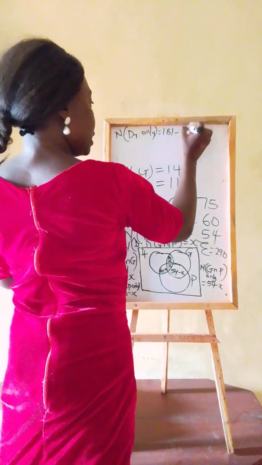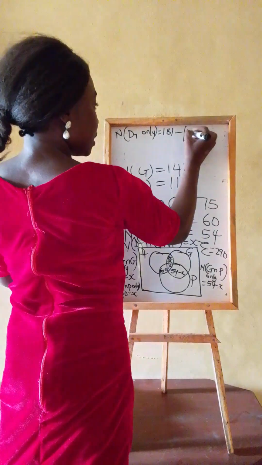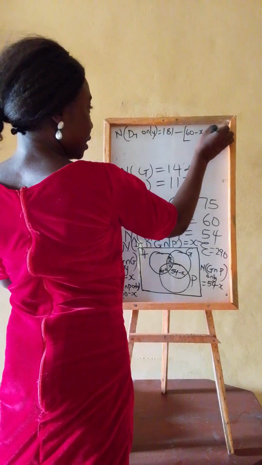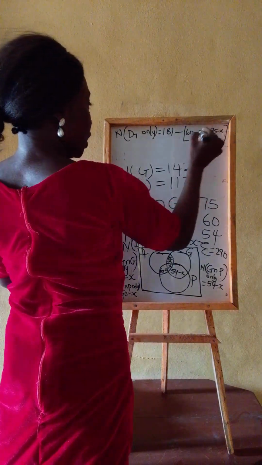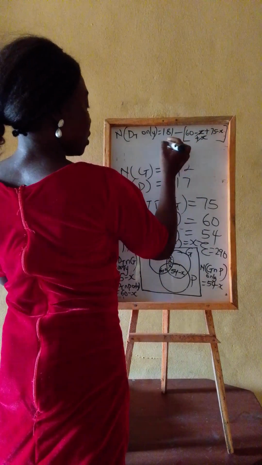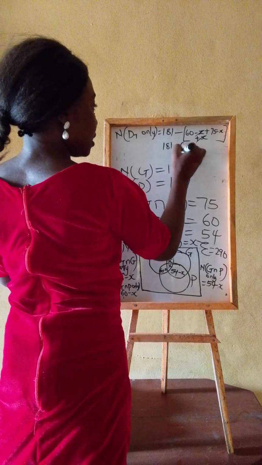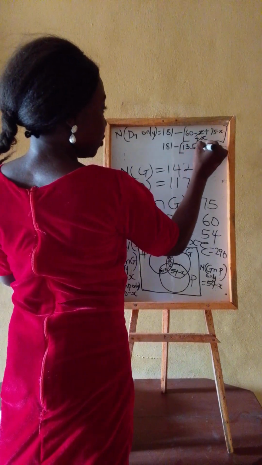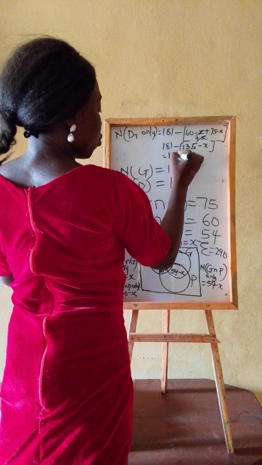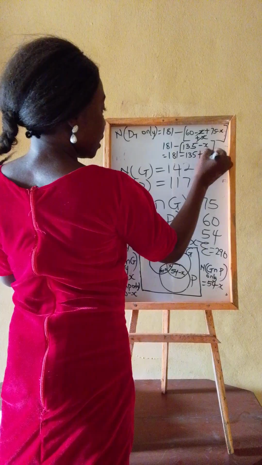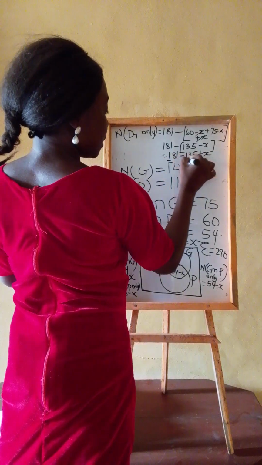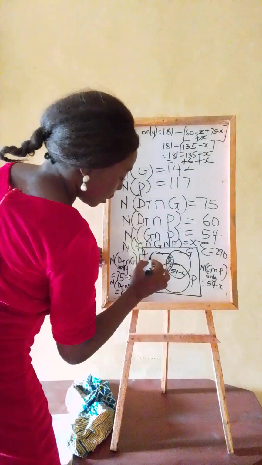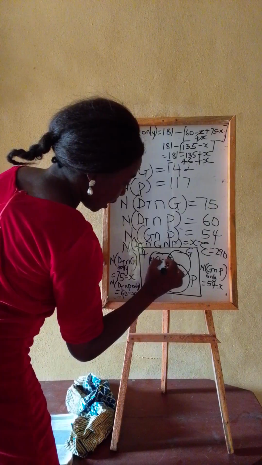So you will bring it here, you subtract. So we have 60 minus x plus 75 minus x plus x. So plus x cancels minus x. We have 181 minus 135 minus x. So this is 181 minus 135 plus x, and that is 46 plus x. So our DT only is 46 plus x.